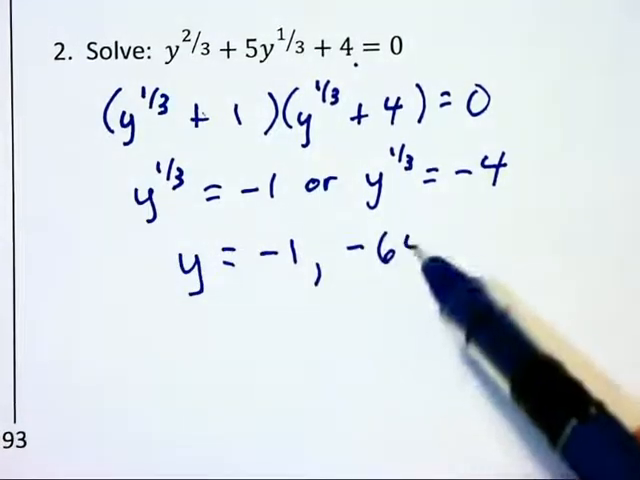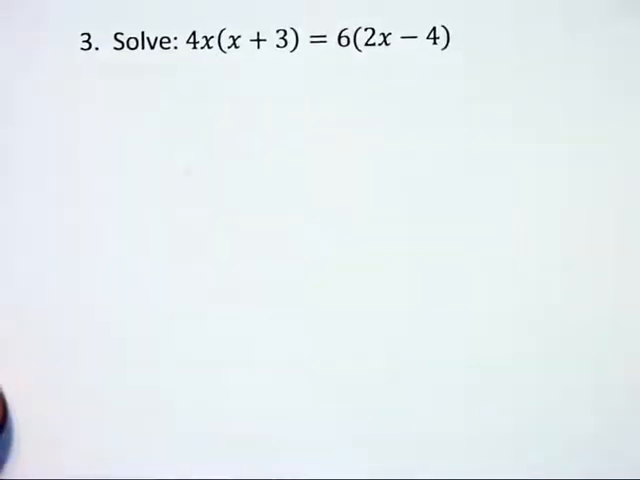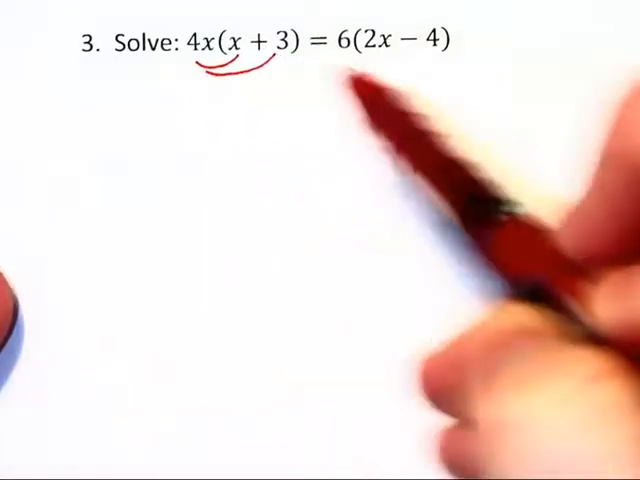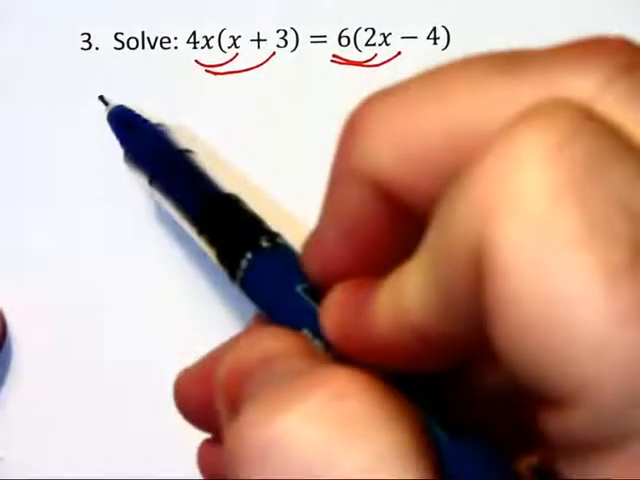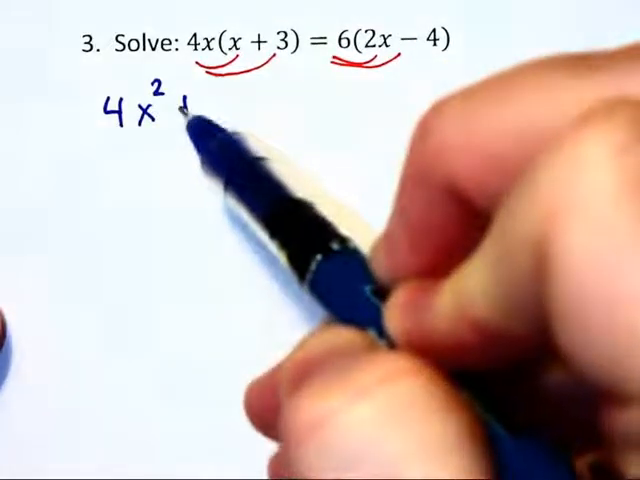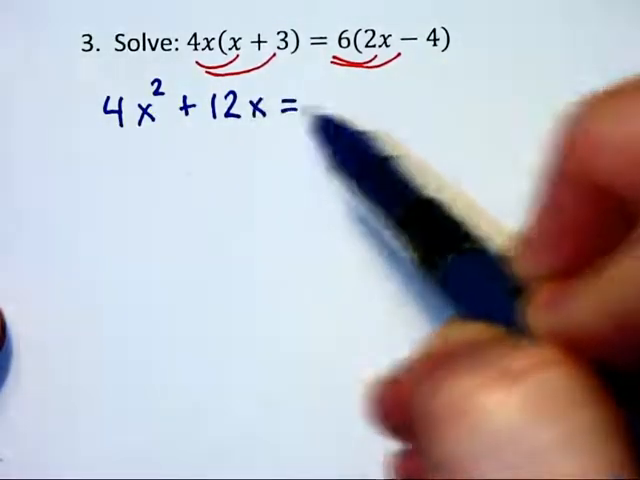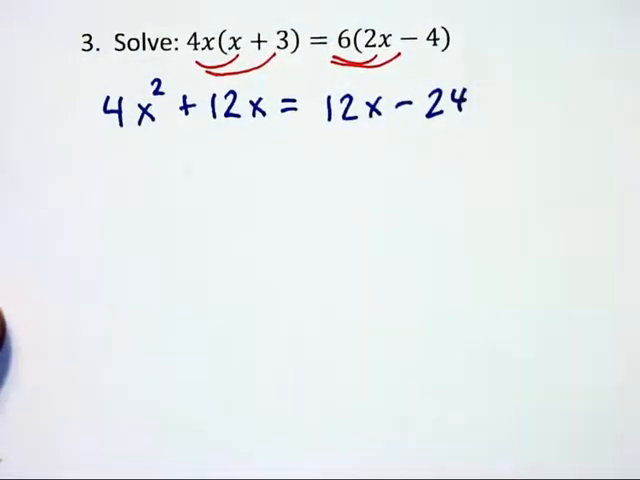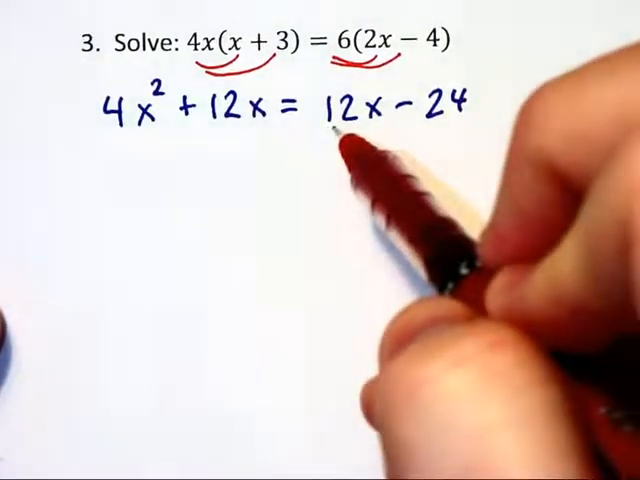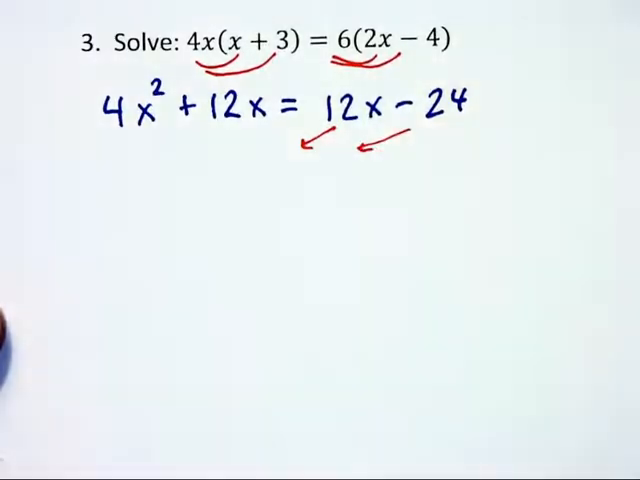We can undo this cube root by cubing each side, and that will end up giving us negative 1 or negative 64. In this next problem, we do not see any x squareds yet, but after we do our distribution on each side, that'll become apparent. We will have 4x squared plus 12x on the left equals 12x minus 24 on the right.